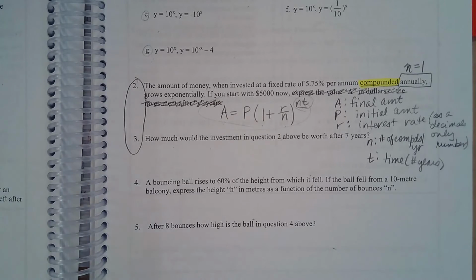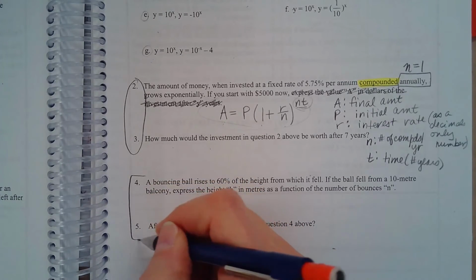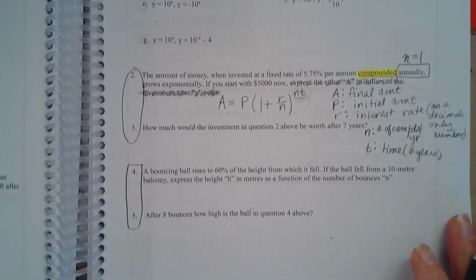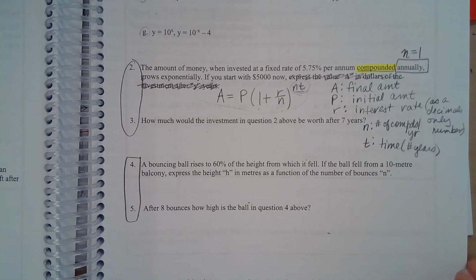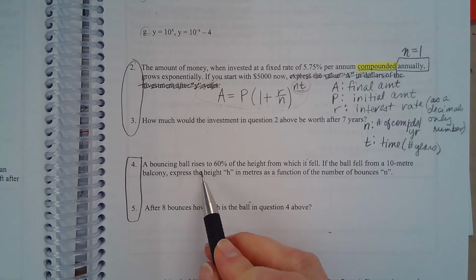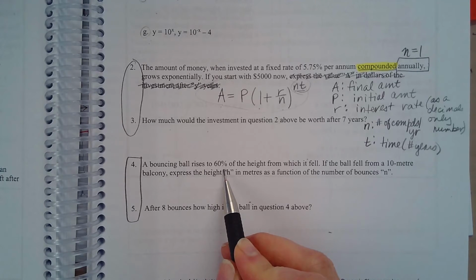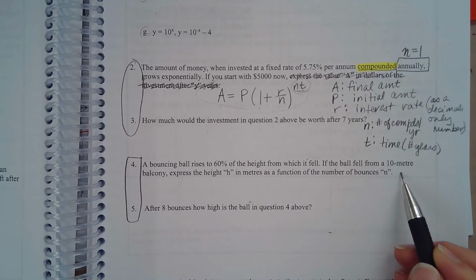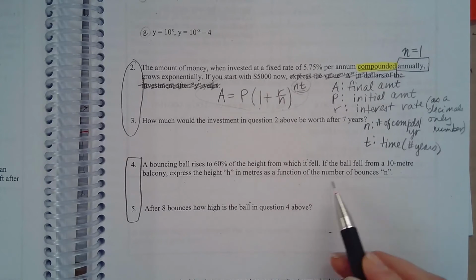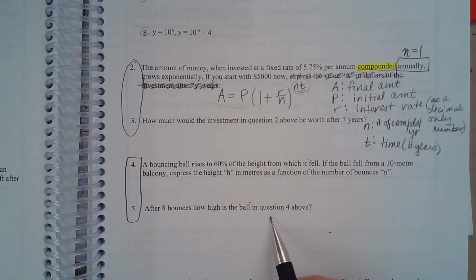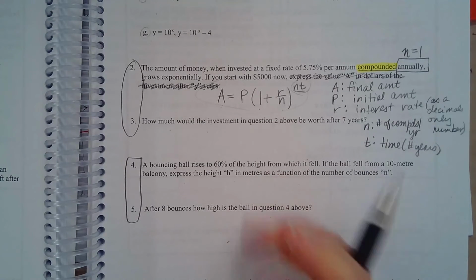That should help you do 2 and 3. There is a technical formula to do 4 and 5, but I don't want to do that. I just want you to play around with number 4. It's an exponential equation. You could do this by trial and error. You could even make a table of values and figure this out. A bouncing ball rises 60% of the height from which it fell. If the ball fell from a 10-meter balcony, express the height in meters as a function of bounces, and after 8 bounces, how high is the ball? So see if you can get that one.